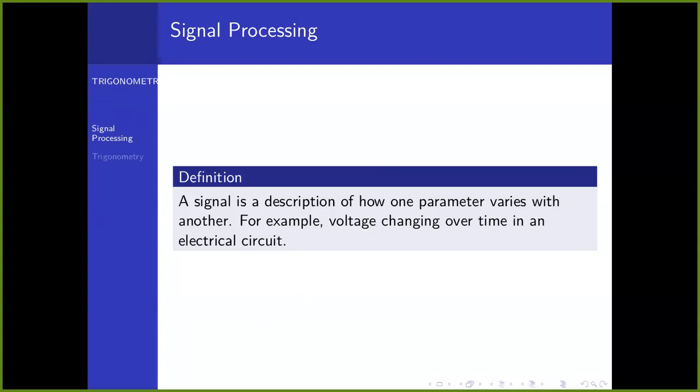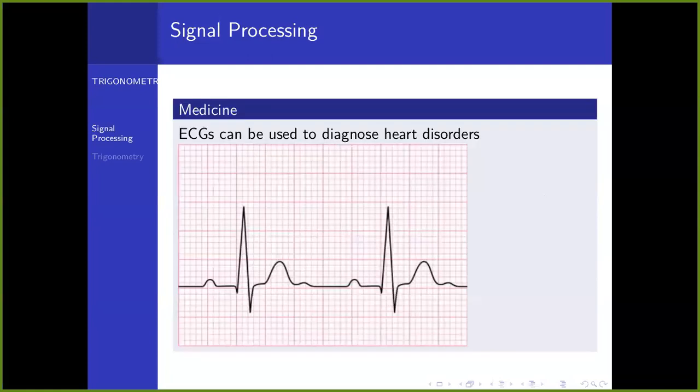So we start now. A signal is simply a description of how one parameter will vary with another parameter. An example is voltage changing over time in an electrical circuit. For those who are doing physics or engineering, if you're in university and so on, you probably do this all the time. There are other signals as well. You can have signals like stock prices changing over time. That is also a signal. Sometimes they have cycles. You can also have signals like the price of a commodity in the market changing over time. We'll be seeing a few more examples shortly.